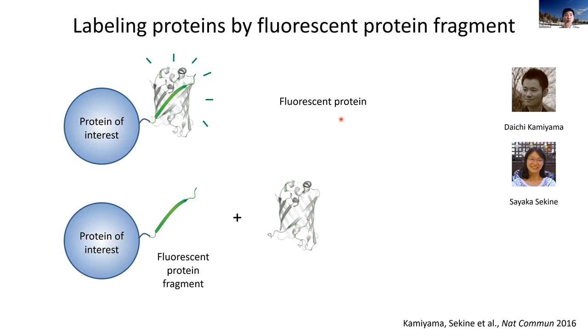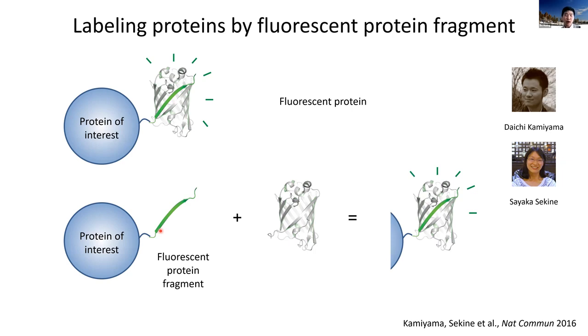Instead, we only need to put a small fragment of it and express the rest of the GFP freely in the cytoplasm. Neither of those two fragments is fluorescent by itself, particularly the bigger fragment, which requires a residue on the small fragment for the chromophore maturation. But these two fragments have a very high affinity between them. So as long as they are in the same subcellular compartment, they're going to bind and reconstitute a fully functional fluorescent protein.